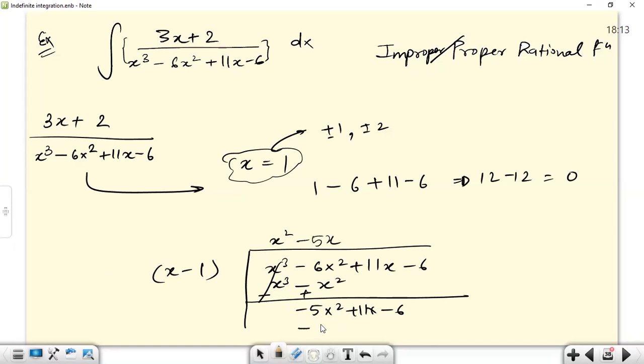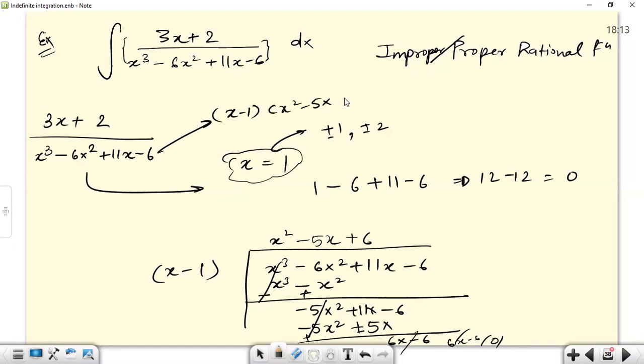Minus 5x squared minus minus plus 5x. Signs change. This cancels this, and this becomes 6x minus 6. So simply if we multiply it with 6, it will be 6x minus 6 and this will cancel both. Remainder will be 0. So now we can represent this as x minus 1 into x squared minus 5x plus 6.